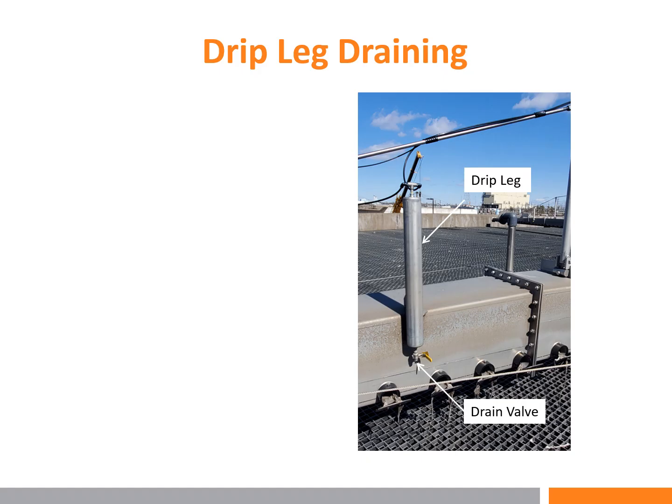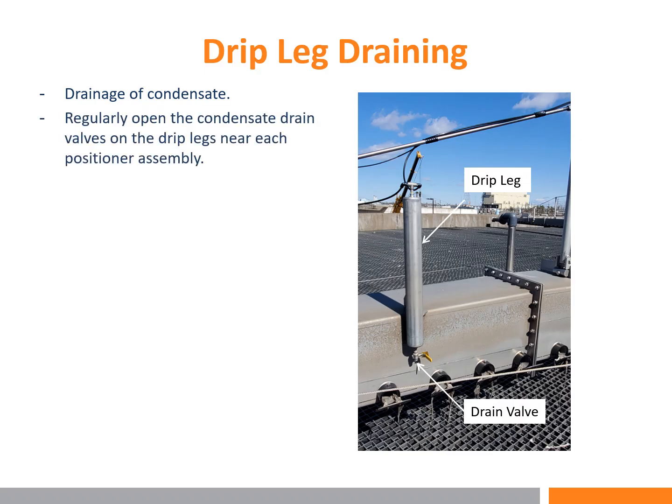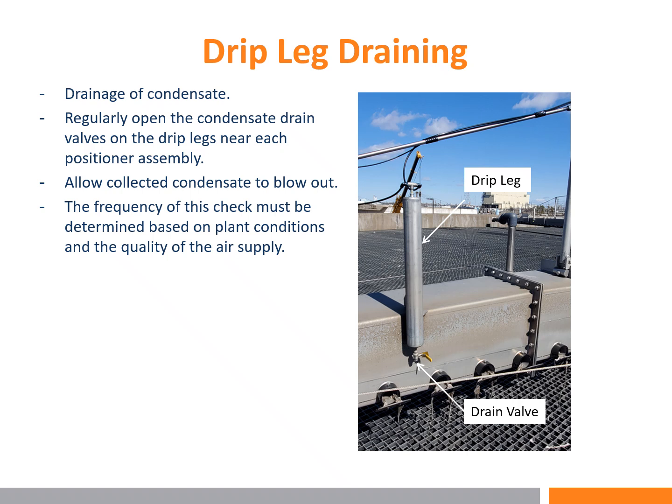Drip leg draining. Drainage of condensate. Regularly open the condensate drain valves on the drip legs near each positioner assembly. Allow collected condensate to blow out. The frequency of this check must be determined based on plant conditions and the quality of the air supply.